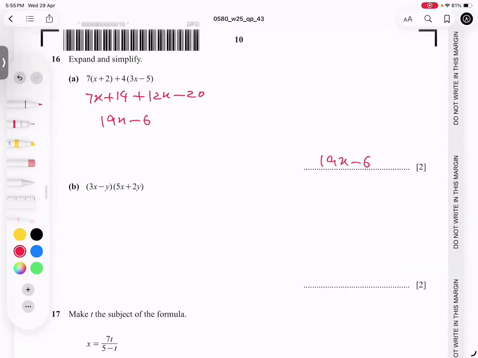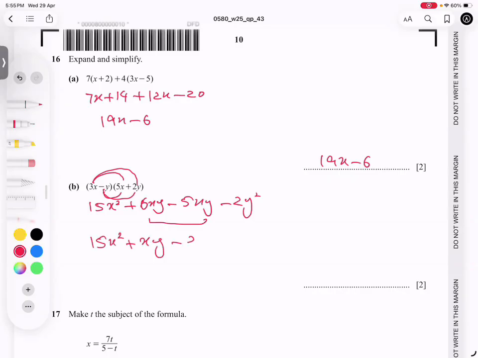This is done. After this, the next part is we have to expand. So 3 5s are 15x times x squared. So this one, plus 6xy. What about this? Minus 5xy. And what about this? Negative 2y squared. After this, these two terms I can simplify further. And I'm getting here plus xy and negative 2y squared, and that's it. And this is my final answer.